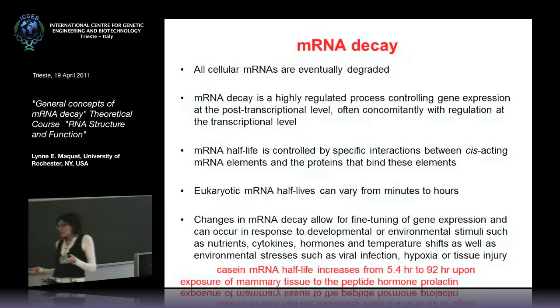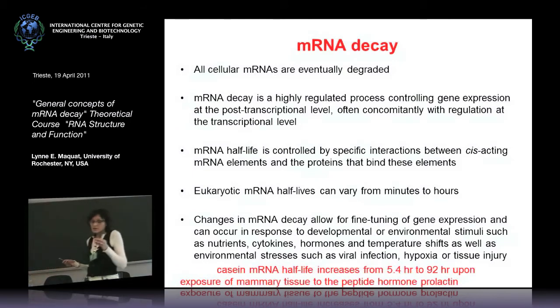As another example, the cell cycle regulated histone mRNAs are degraded at the end of S phase of the cell cycle when the cell doesn't need to make histones anymore. There's no more DNA replication. Therefore, histone mRNA is degraded with a half-life of 15 to 20 minutes, whereas at other points in the cell cycle, it has a much longer half-life. And with that decrease in mRNA half-life at the end of S phase, histone gene transcription is also downregulated.